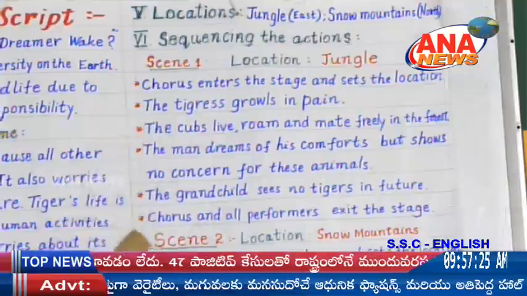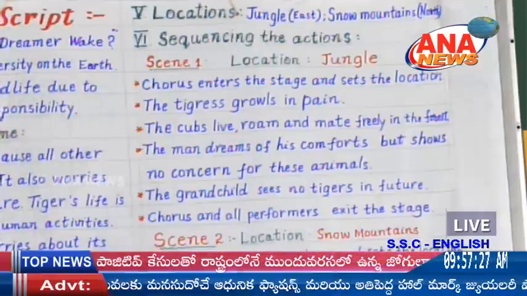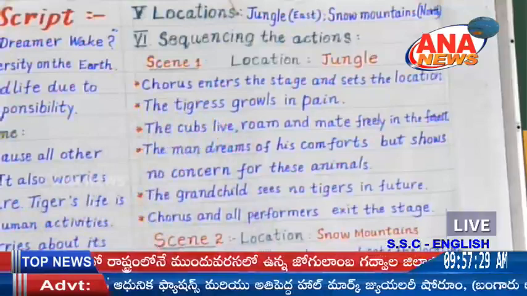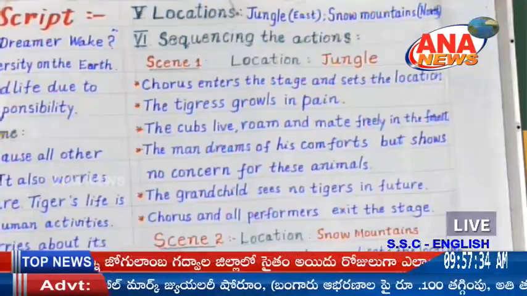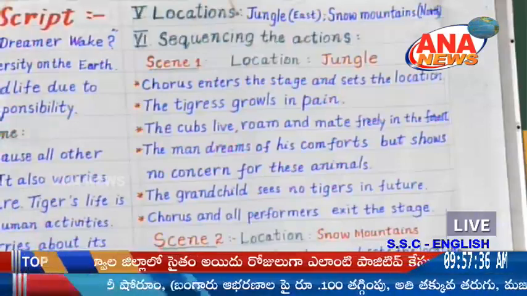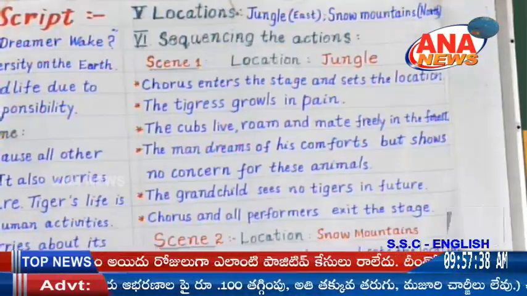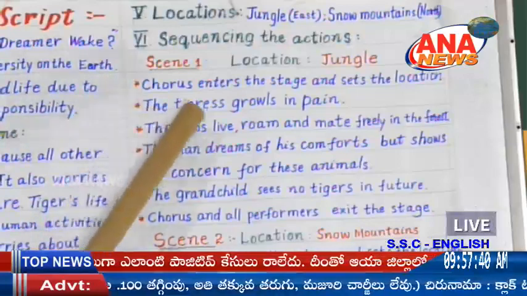What happens here? See, first, chorus enters the stage and sets the location of a forest. It gives the visual effect of the forest. That is the duty or function of the chorus. Next, the tigress growls in pain.